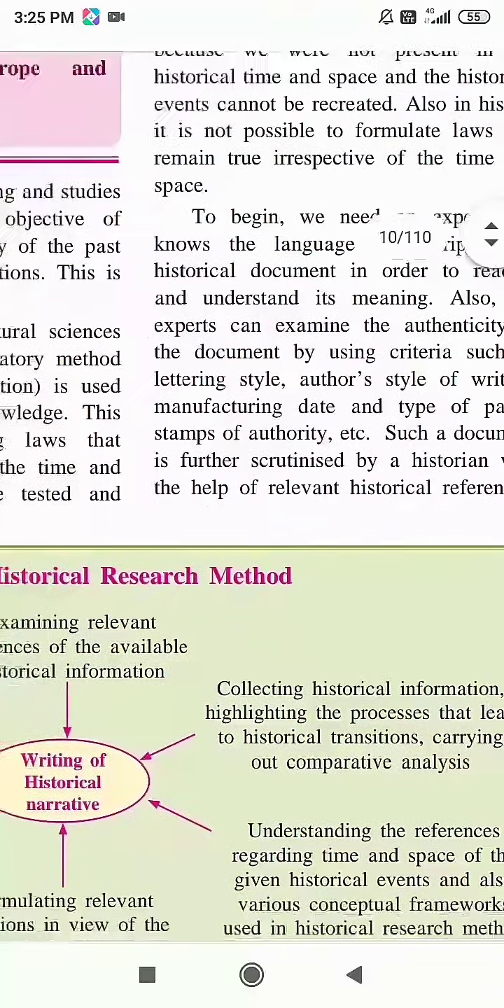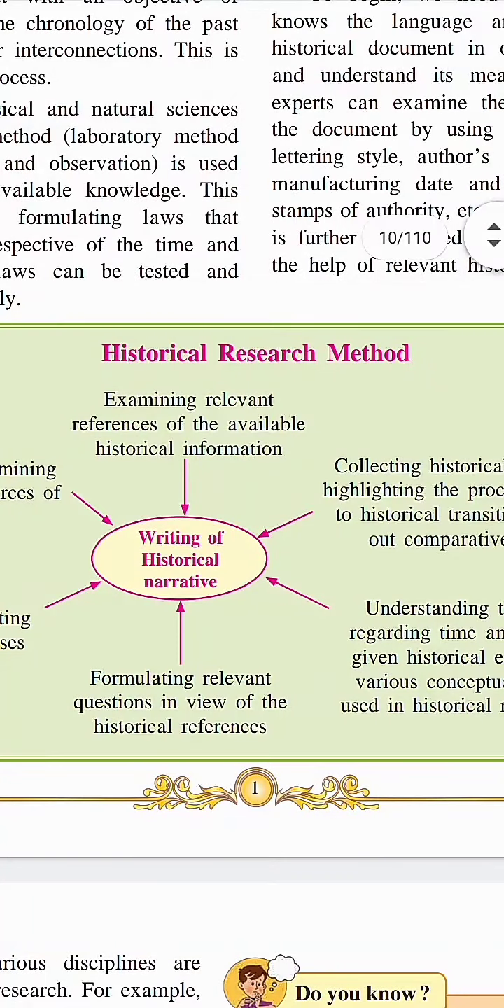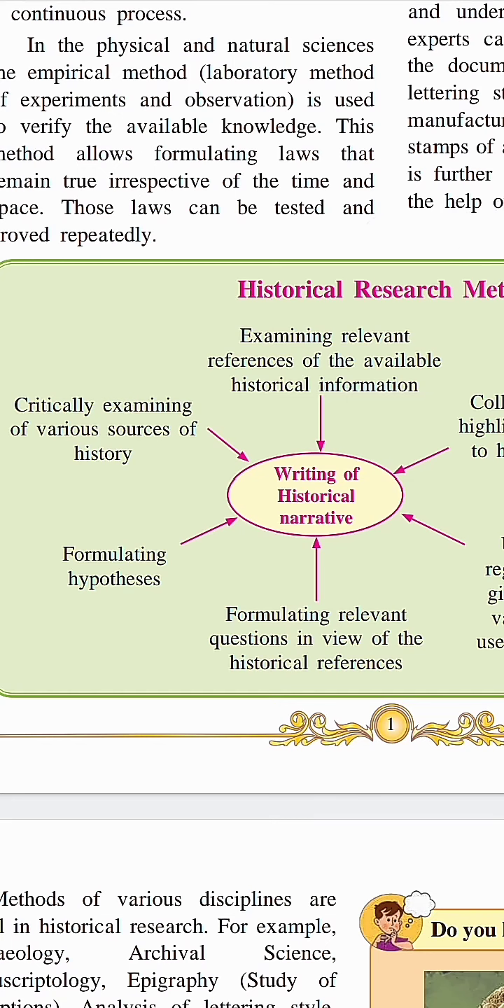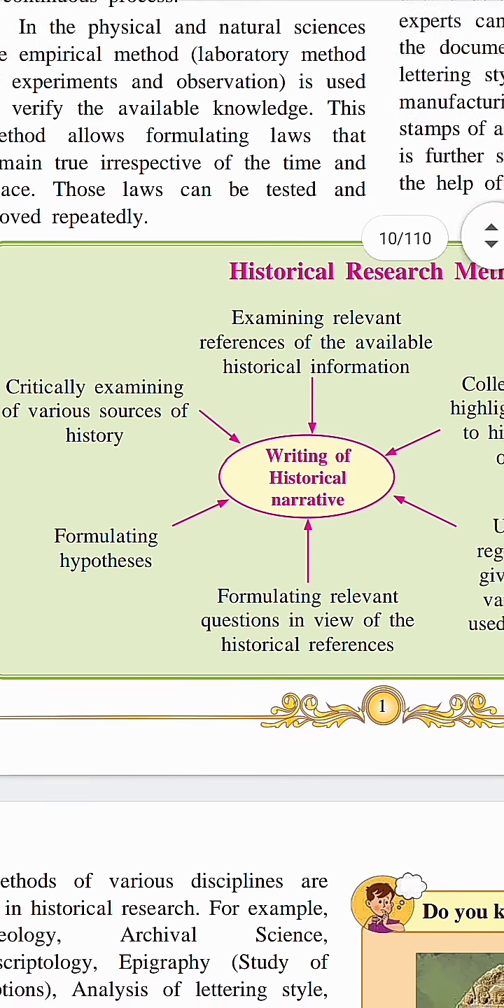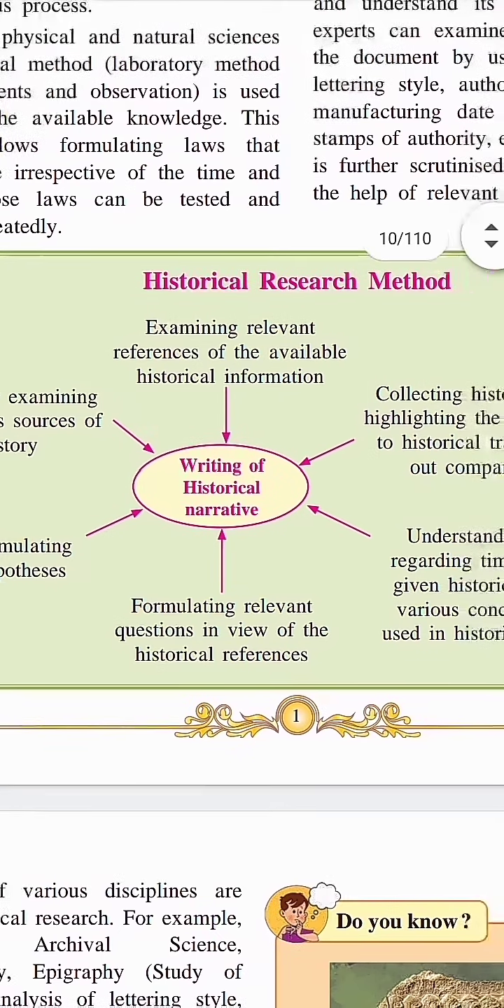Now, my dear students, now we will see what is historical research method. Now, historical research method, there are 5 steps. First, formulating hypothesis is the first step. Second step, critically examining the various sources of history. Third step, examining the relevant references of available historical information.